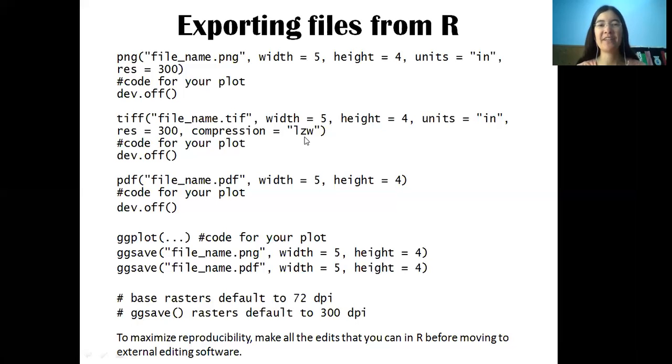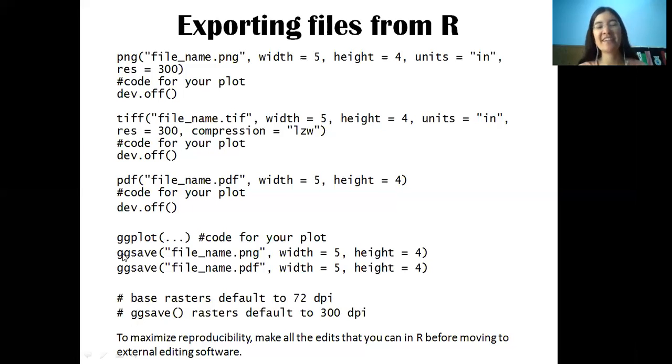As you can see, the different file formats sometimes have different options. So the TIFF format, you can specify this LZW compression as another argument. The PDF, you don't have to specify a resolution because PDFs are vectors, so it doesn't have a resolution. If you make your plot in ggplot, you can use the export methods that are outlined above, and just put your ggplot code where it says plot for code.